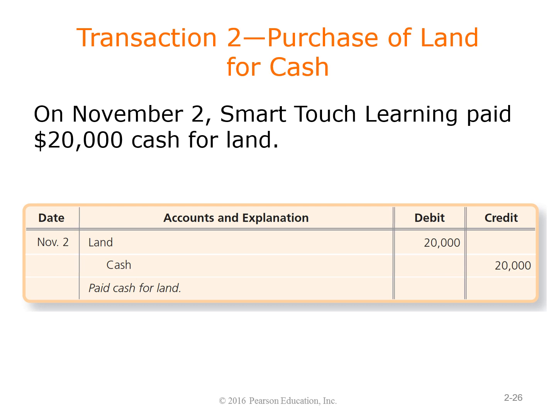Second transaction. On November 2, Smart Touch Learning paid 20,000 cash for land. In that case, the cash decreased, so the cash becomes a credit. The land that we purchased, which is an asset, increased, and we know that the normal balance is debit, so the land will increase by 20,000. The land is debited for 20,000, and we credit cash for 20,000.